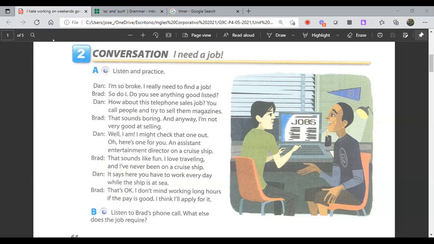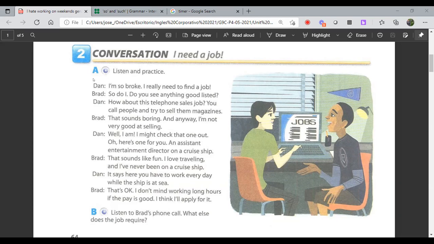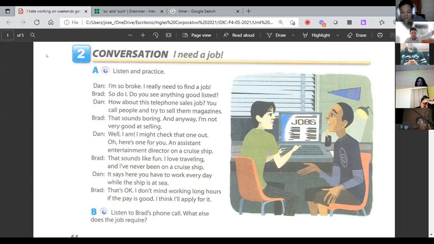All right, so these gentlemen are job hunting, ¿verdad? Están en busca de trabajo. Job hunting. Así se dice en inglés, ¿verdad? Hunting como de cacería. Nice. Okay, so listen to Brad's phone call. What else does the job require? So remember that he's interested in working as an assistant entertainment director on a cruise ship. But my question is, what else does the job require? Remember that he needs to be at sea. Tiene que estar, ¿verdad?, en mar abierto, en el crucero. Pero what else does the job require? ¿Qué más implica el trabajo?